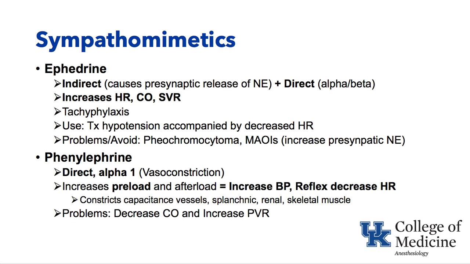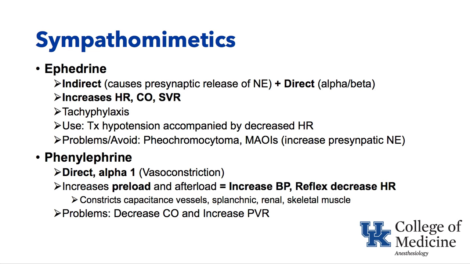Blood pressure will go up after phenylephrine is administered, and you'll usually see a reflex decrease in heart rate as the blood pressure increases. It's constricting the capacitance vessels as well as the splanchnic, renal, and skeletal muscles, and as those capacitance vessels constrict, preload goes up to the heart, and as the heart fills, it contracts more. So both a preload effect and an afterload effect from phenylephrine via the alpha-1 receptor.